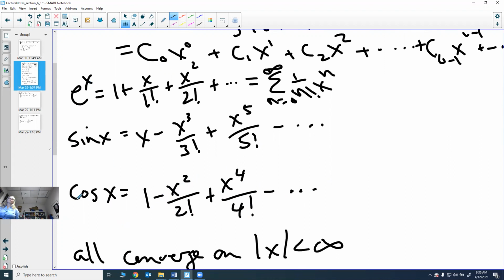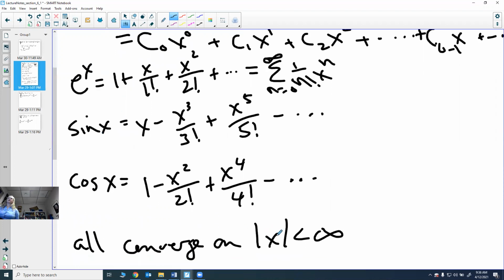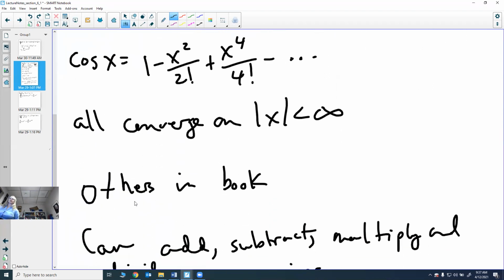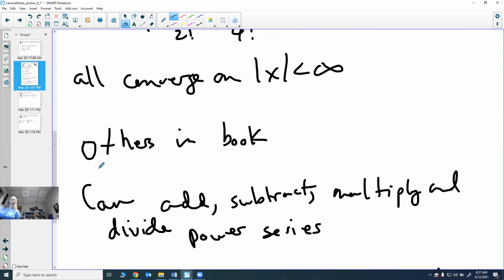All of these and more, which we're not going to write all down, converge for the absolute value of x being less than infinity. In other words, these converge for all x. They don't all converge for all x, though, so sometimes we need to look at some other ways of looking at it. There are others that we can look at. The textbook has some that are also available online.